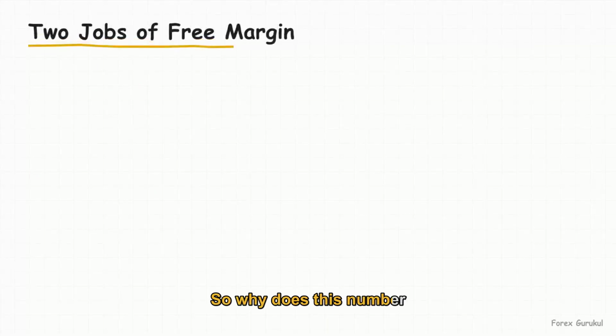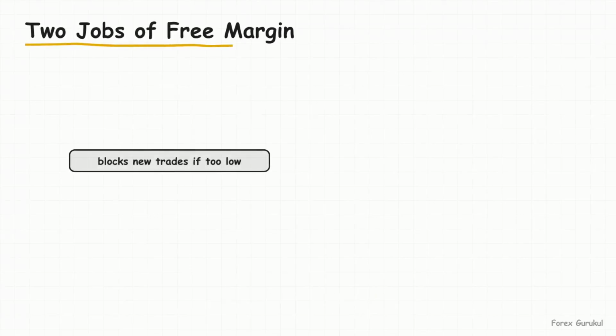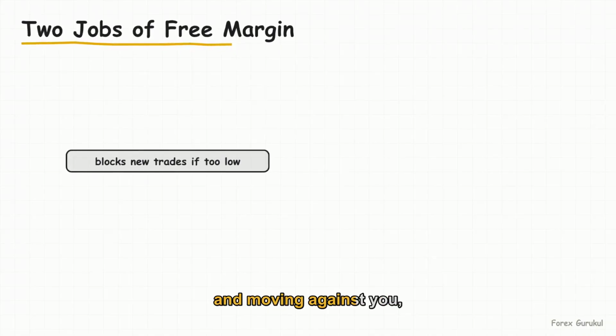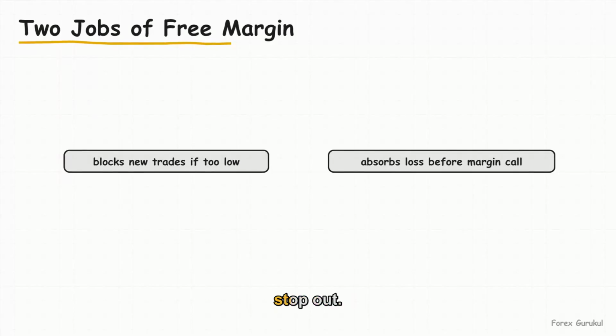So why does this number matter enough to block a trade? Free margin does 2 jobs at once. First, it is the gatekeeper. Before your broker lets you open anything new, it checks whether you have enough free margin to cover that trade's required margin. No free margin, no new position, full stop. Second, and this is the part traders miss, it is a cushion. While a trade is open and moving against you, it is free margin that absorbs that pain first, before your broker ever considers a margin call or a stop out.